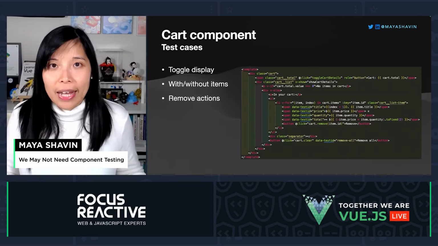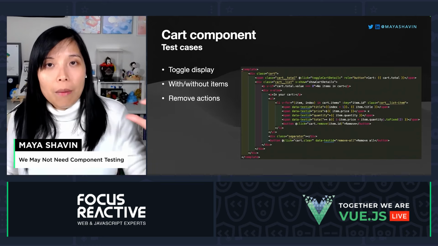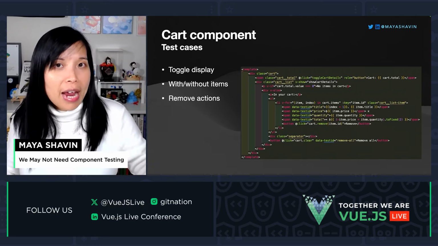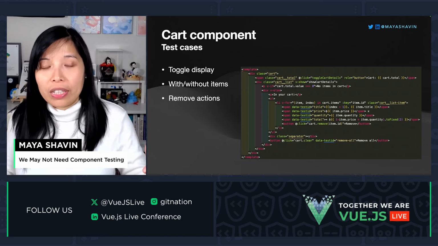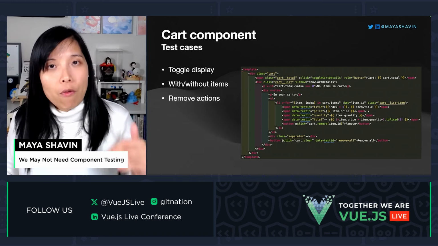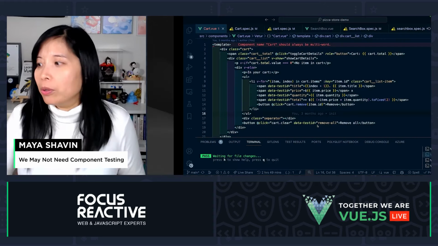Okay, so for the test cases we're going to write for each method, Playwright component test and Vitest, we're going to write three scenarios: toggle display with or without item, and remove actions. Okay, so let's go for the demo.